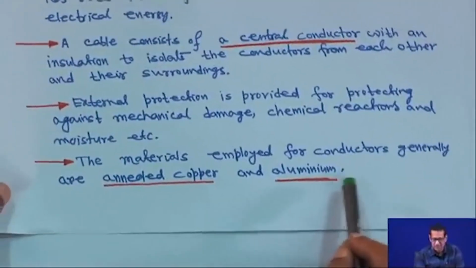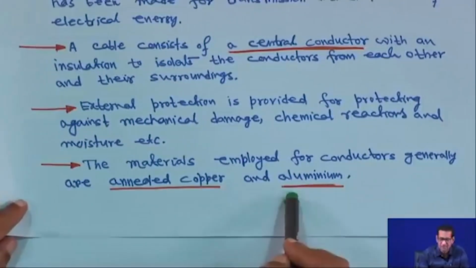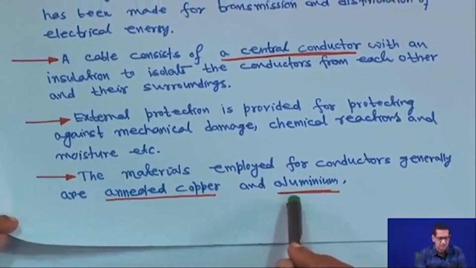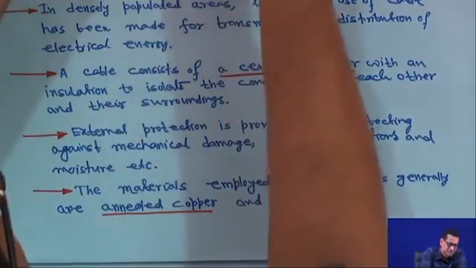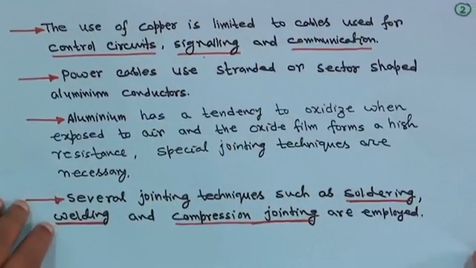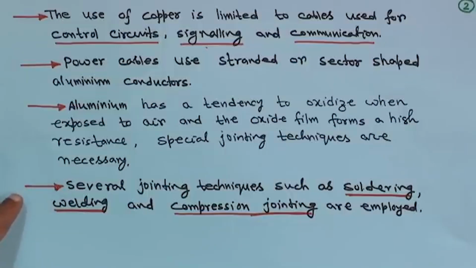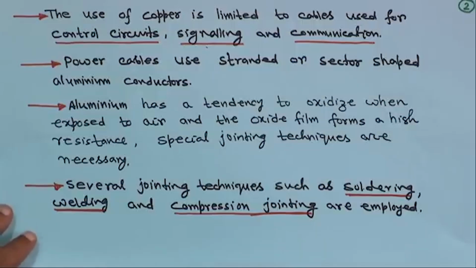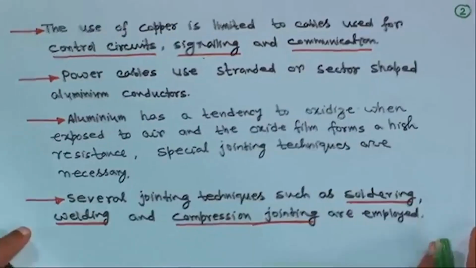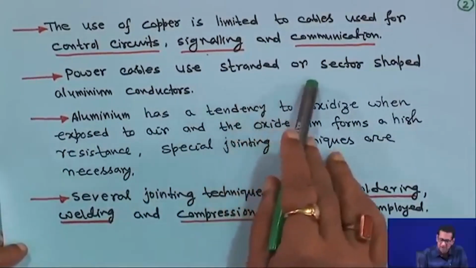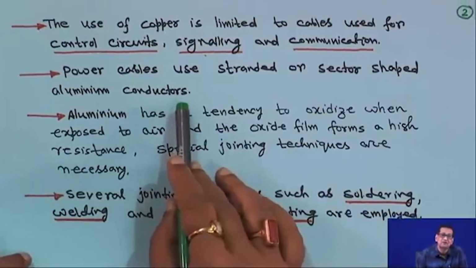The materials employed for the conductor are generally annealed copper or aluminum; either copper or aluminum conductor is used for cables. I will show the diagram later, but all these things cannot be put here, I have to condense. The use of copper is limited to cables used for control circuits, signaling and communication, as you know that copper is more expensive than aluminum. Power cables use stranded or sector shaped aluminum conductors. I will show you the diagram later.